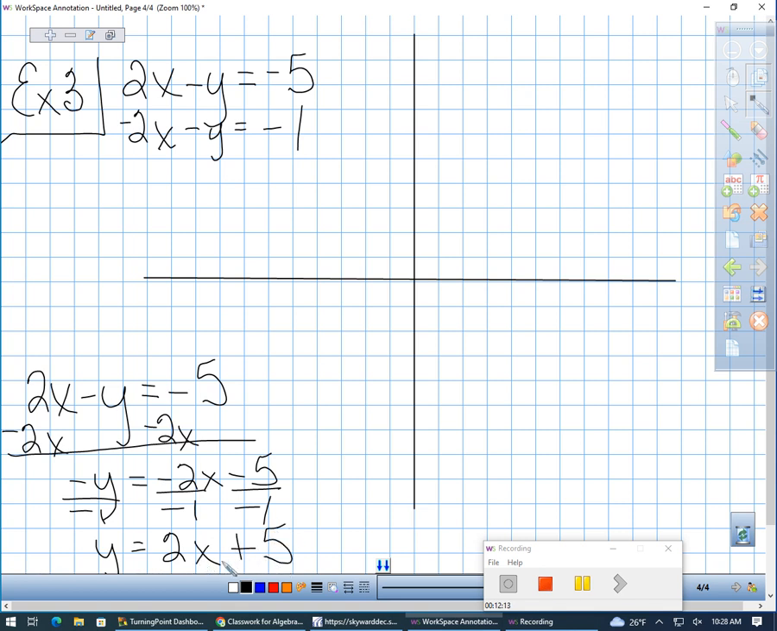Let's graph that one. Where do I start? Good. 1, 2, 3, 4, 5. I agree. 0, 5, or 5 on the y-axis. My slope is 2, which means I'm going to go up 2 and over 1. Up 2 and over 1. And connect my dots.